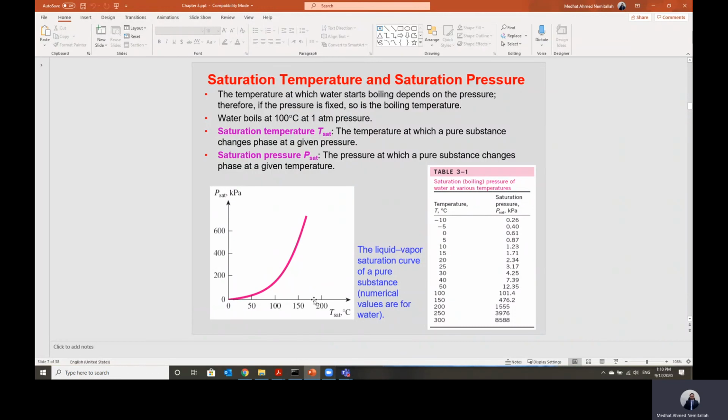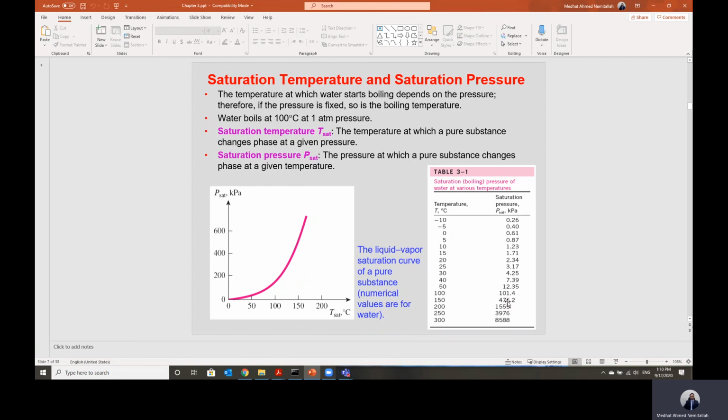Here, what actually happens to the saturation pressure or the saturation temperature? If the pressure is raised, then the saturation temperature, the temperature at which we have phase change or boiling, will be raised in this case. So look here at the case of water. Water at 100 kilopascal boils at 100 degrees C.